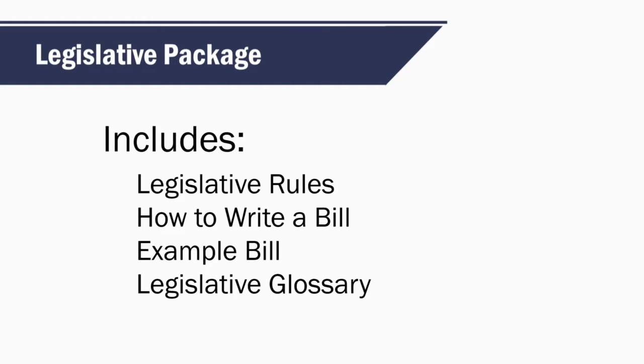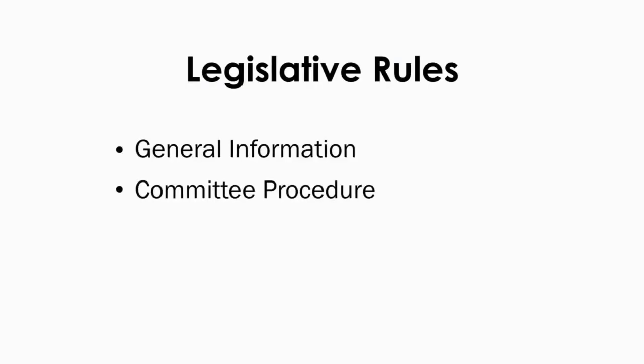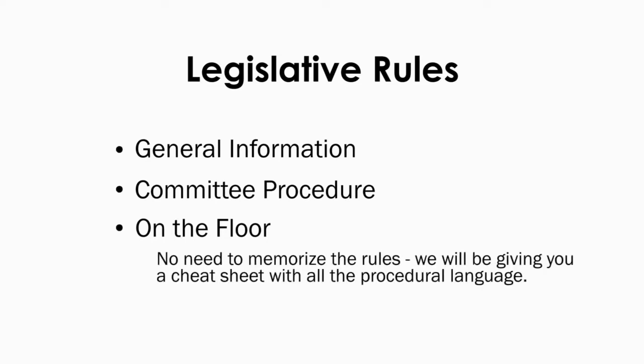The first document we're going to take a look at is the Legislative Rules document. Once you get past general information, you're going to see Committee Procedure and On the Floor as the 2 main sections in this document. This document should really become your handbook. The better you know this coming into the summit, the more effective you'll be during the legislative simulation. Don't worry, you don't have to memorize everything in the legislative rules.